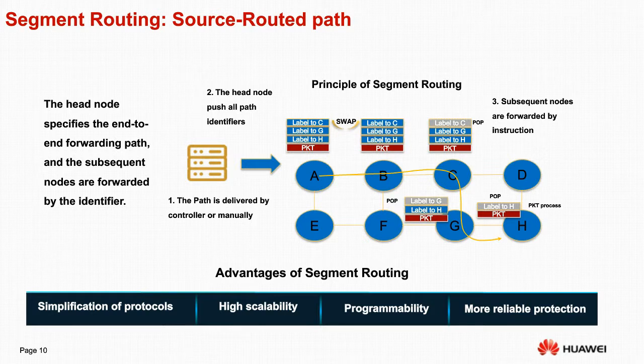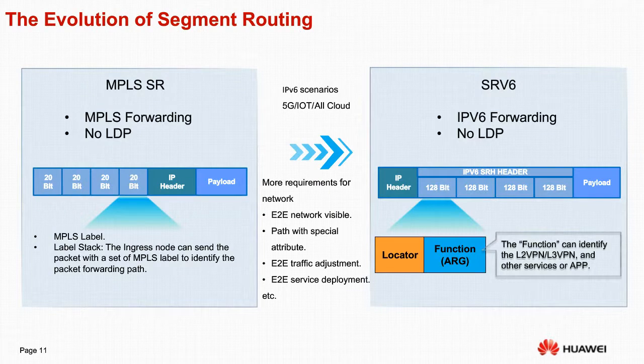So we can say right now the segment routing is MPLS segment routing. Its forwarding plane is unchanged. Right now, there is no LDP, no RSVP. Before the IP packet, it is an MPLS label stack.